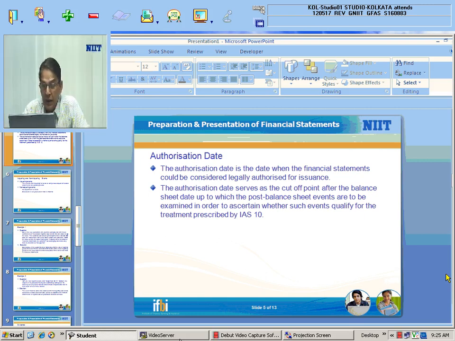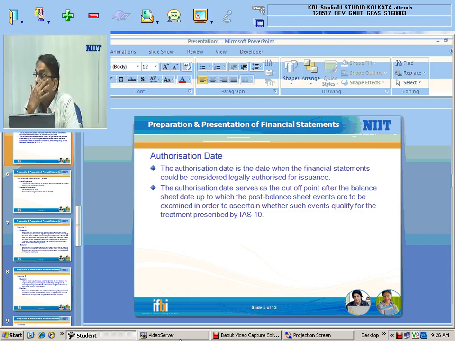The general principles that need to be considered in determining the authorization date of the financial statements are: when an entity is required to submit its financial statements to its shareholders for approval after they have already been issued, the authorization date in this case would mean the date of original issuance and not the date when these are approved by the shareholders. Understand? When an entity is required to submit its financial statements to its shareholders in an annual general meeting for their approval, the financial statements have already been issued. The authorization date in this case would mean the date of original issuance of the financial statements and not the date when these are approved by the shareholders.